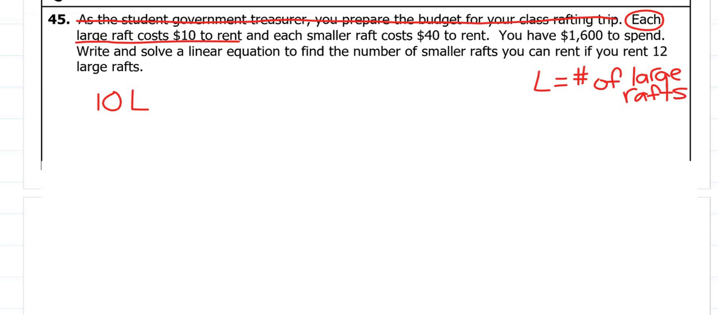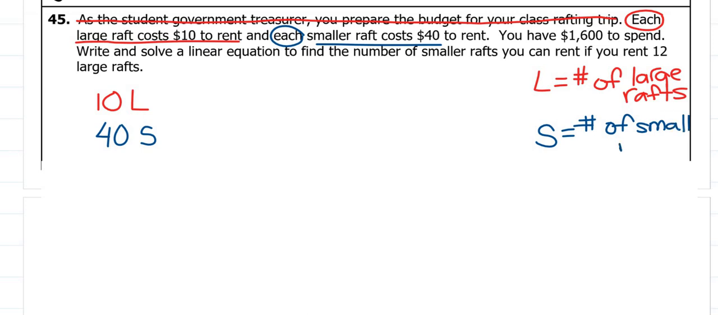Each smaller raft costs $40 to rent. So $40 times the number of smaller rafts, so 40S. S for smaller rafts. S equals the number of small rafts, or smaller, but I'm just going to write small. Okay, so 10L and 40S.